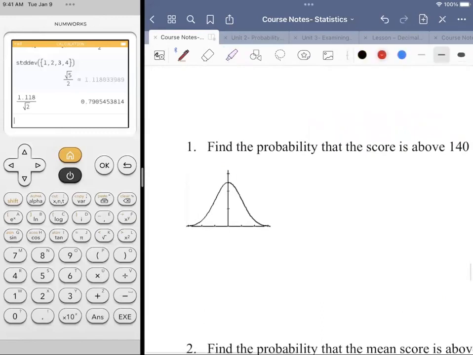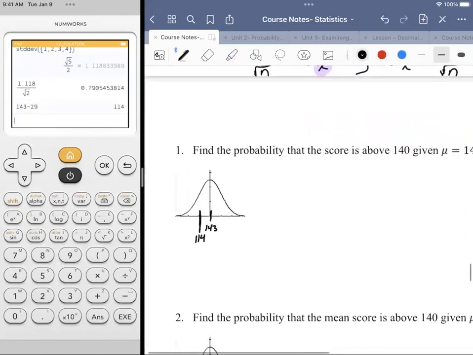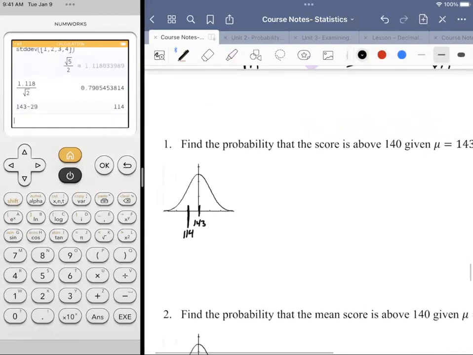All right. So we want the probability that the score is above 140, given that the mean is 143. 143 smack in the middle. And the standard deviation is 29. So 143 minus 29, just to get us our first tick mark, 114. We want above 140. That's really all I have to label, because now I know that the 140 has to be somewhat close to the 143. And I'm looking for this area.